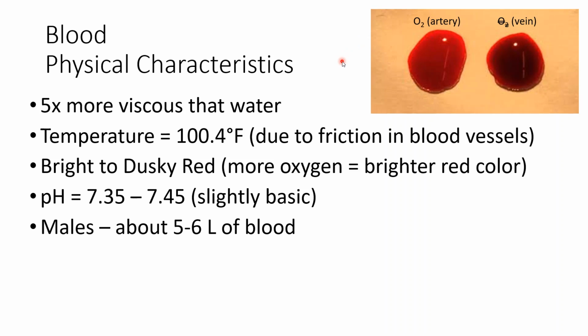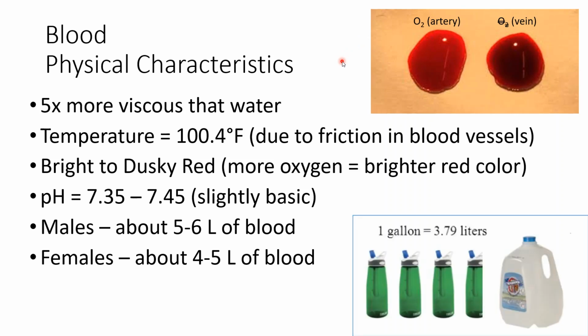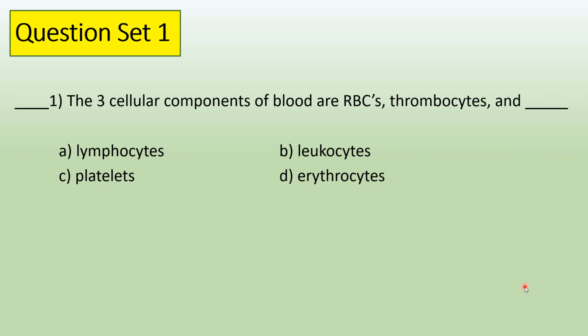Males are going to have a little bit more blood, 5 to 6 liters, compared to females, 4 to 5. Why is that? Well, males are just bigger. They're usually larger individuals, so they're going to have more blood. To give you an idea what we're talking about here, because I know we're not as familiar with the metric system, a gallon is going to equal a little bit less than 4 liters. So you're looking at about a gallon to a gallon and a half of blood. So if you see those horror movies on TV where they've got blood gushing everywhere, that's actually a lot more than what a person actually has in their body. So they're taking a little bit of liberty there.